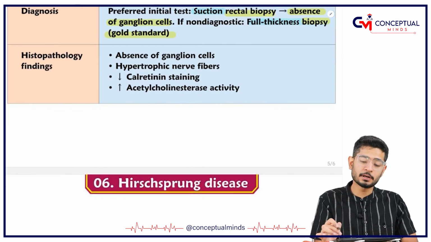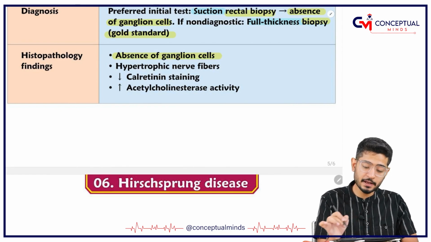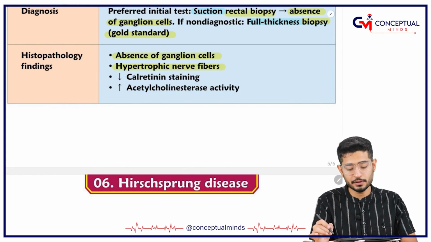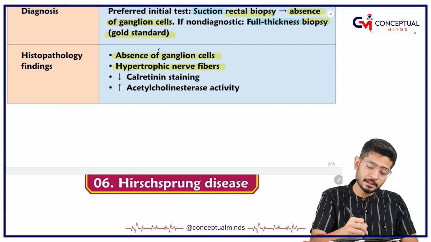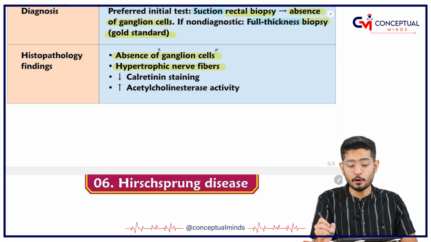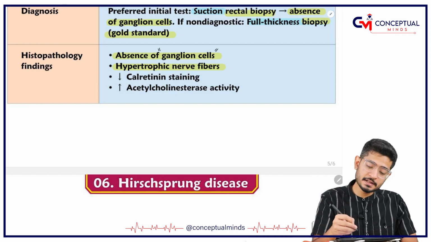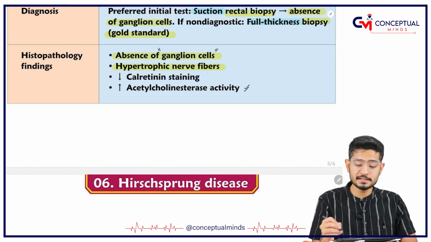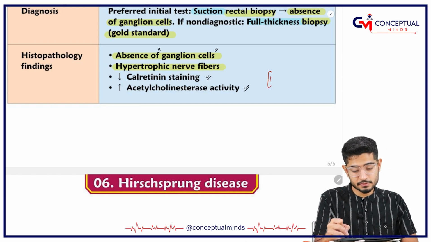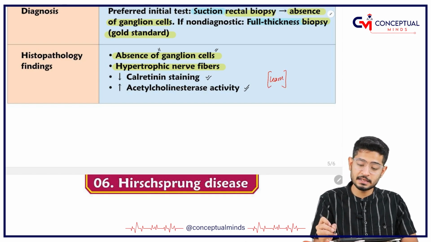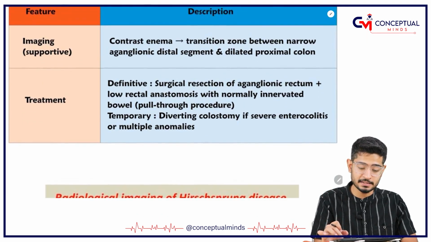Again, if we see the histopathological findings, there is absence of ganglion cells, there is hypertrophy of the nerve fibers. Although there is hypertrophy of the nerve fibers, they will not be able to maintain the relaxation, because it was more or less being maintained by the ganglion cells, the Meissner's plexus and the Auerbach's plexus. Because there is hypertrophy of the nerve fibers, acetylcholine esterase activity is increased and calretinine staining is decreased. Nothing more to put your brains into, just learn this fact that calretinine staining is going to decrease, acetylcholine esterase activity is increased.